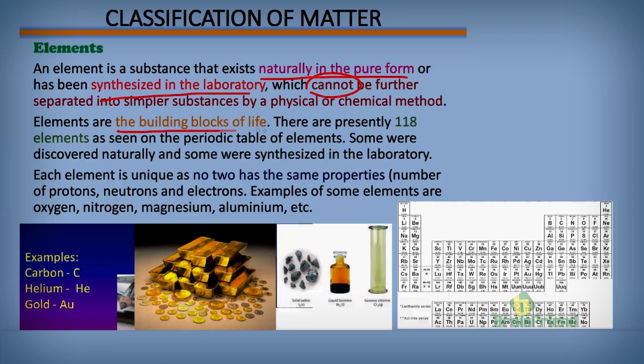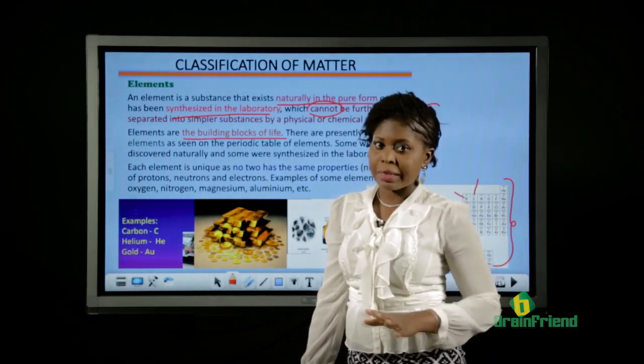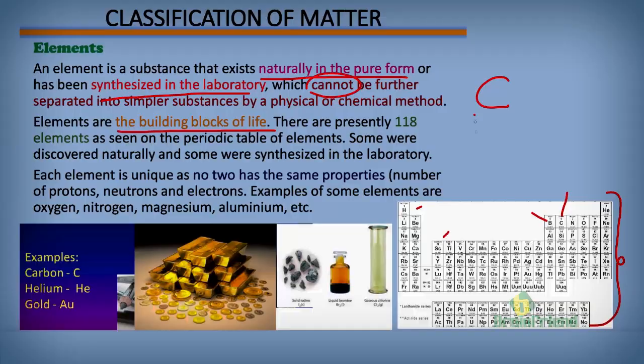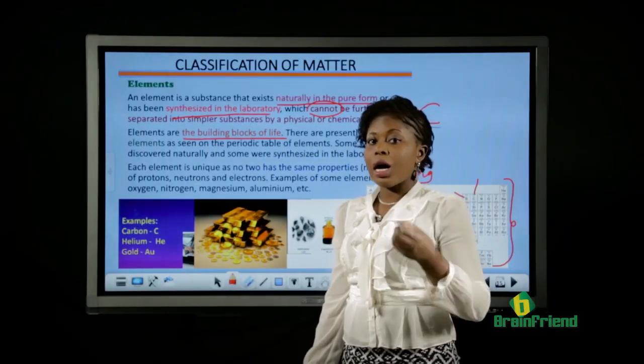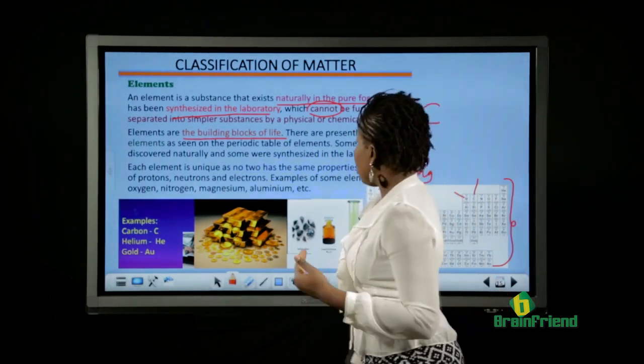Elements are the building blocks of life. And when you hear elements here, we are actually talking about the 118 known elements of the periodic table. Examples are helium, lithium, scandium, beryllium, carbon, nitrogen, and other elements. These elements are the building blocks of life. For example, if you pick carbon, you cannot further separate it into any other kind of substance. Carbon is carbon in its pure form. Hydrogen, oxygen, magnesium, these are all substances in their elemental forms. They cannot be further separated by any physical or chemical method.